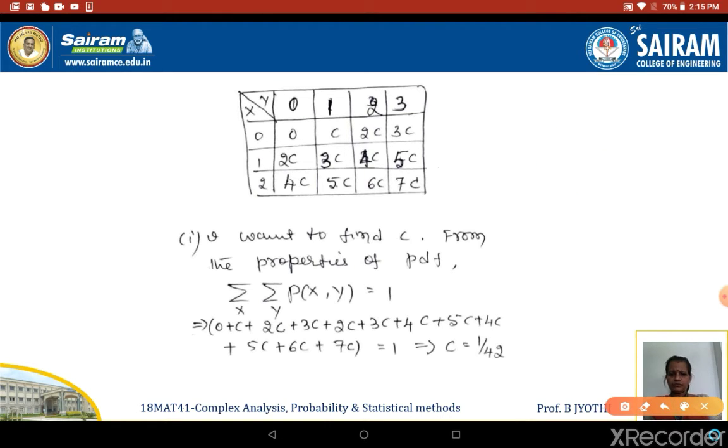Okay. Now we want to find the value of c. From the properties of the PDF, we know that sigma of x, sigma of y of p of xy is equal to 1. That means we need to add all these values: 0 plus c plus 2c plus 3c plus so on. Everything when we add, it should be equal to 1. This implies when we add all these things, we will be getting 42 times c, or c is equal to 1 upon 42. So we can replace this value of c in the table.